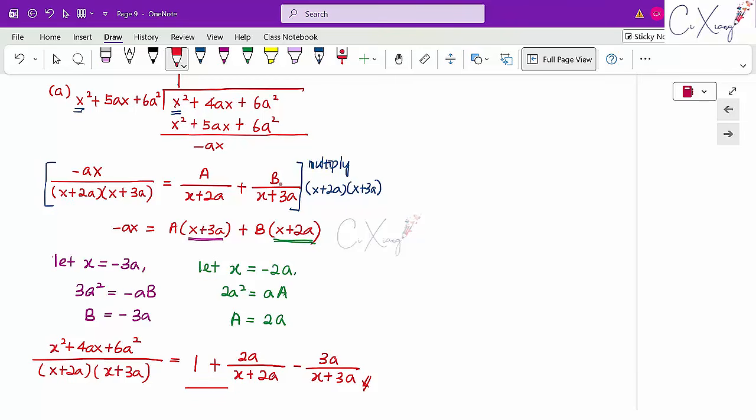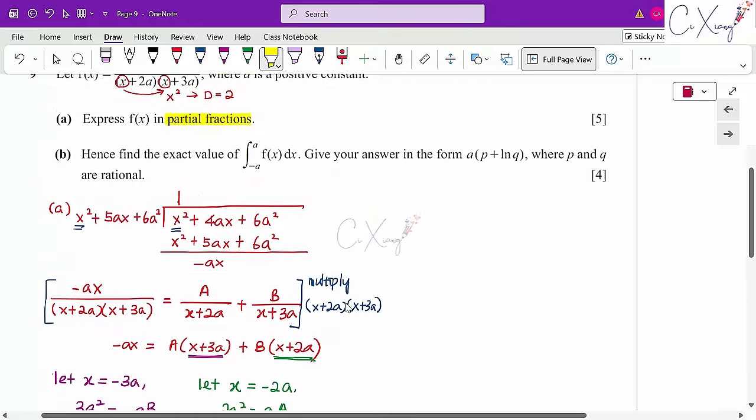Okay, so this is basically the partial fraction that we have for this particular question. Just take note that it is actually an improper fraction. So you have to apply long division first before you carry out the process of finding the partial fraction. Okay, then let's continue further to part B.